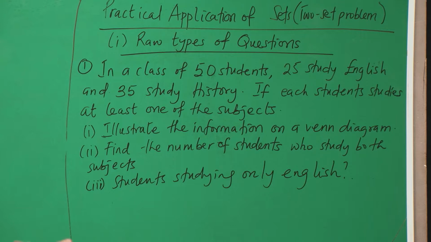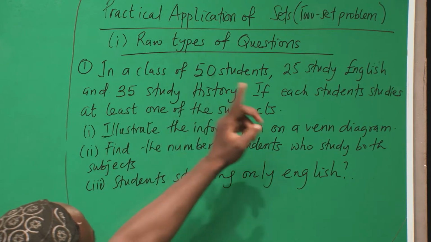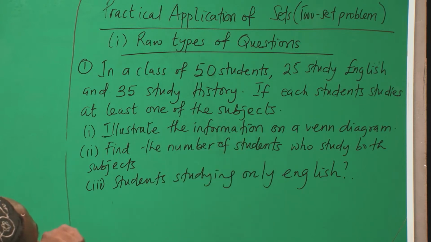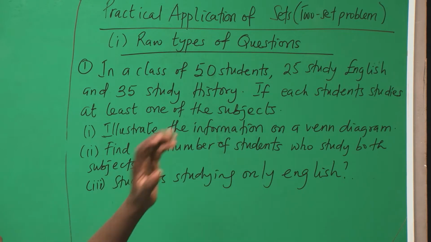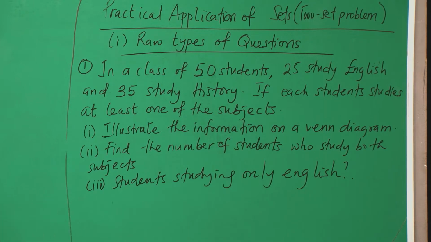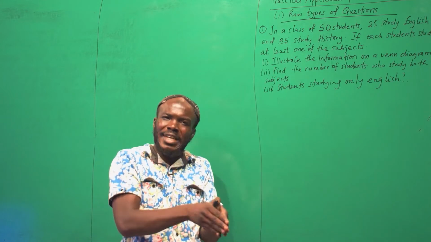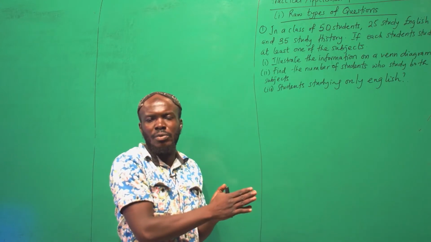So before we even start this, let's add: we have 35 plus 25. And that gives us what? 60. The difference between 60 and 50 is what? 10. So here, the point of intersection, that is defining the number of students who study both, is 10. So already, you know the answer in your head. But how to produce the 10 is what we are going to look at now.